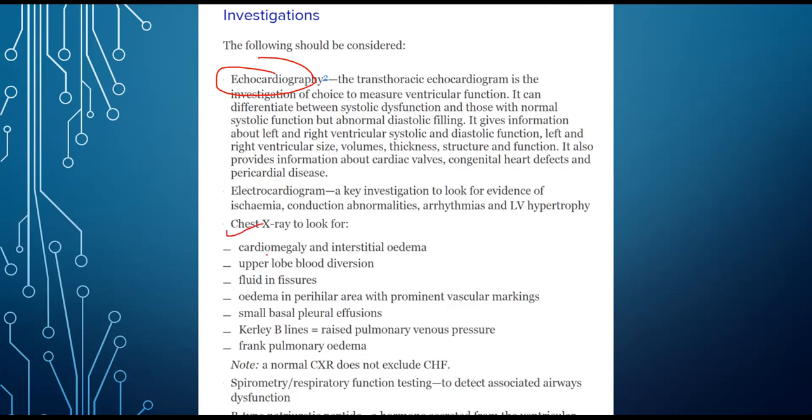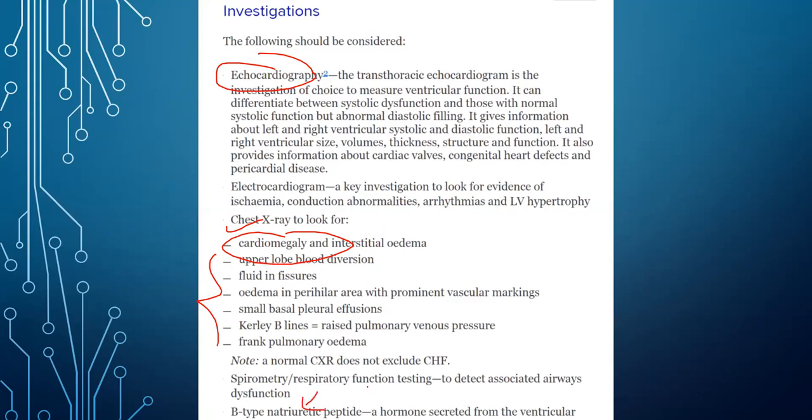What else can we do? We can do a chest X-ray. Sometimes in systolic heart failure, it can show cardiomegaly. There are a lot of things that can be there, but it's not very important. There is another test called B-type natriuretic peptide. In short form, it is called BNP.